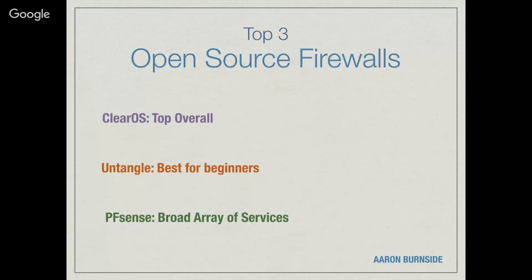Okay. Our top 3 open source firewalls, after going through many different available ones, which we chose: ClearOS, Untangle, and pfSense. For ClearOS, we chose it because it was the top overall. It provided top overall performance in many different scenarios. With Untangle, we felt it was the best one for beginners and those who are still getting used to the use of open source firewalls. With pfSense, we felt that it provided the broadest array of services we could find, and to be honest, it was basically ClearOS for people who don't like ClearOS.